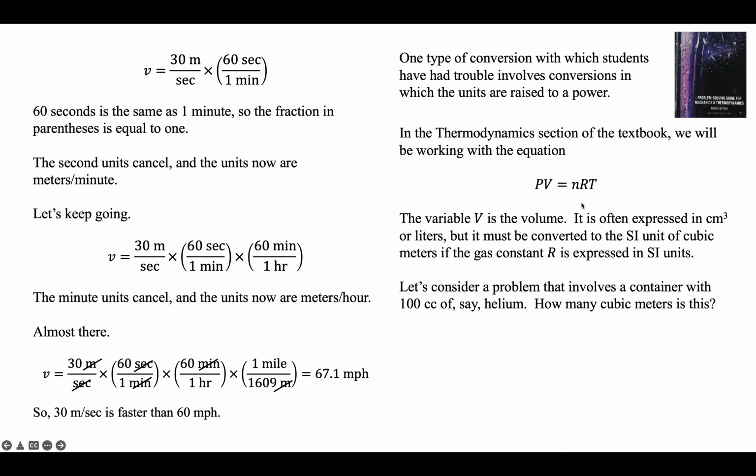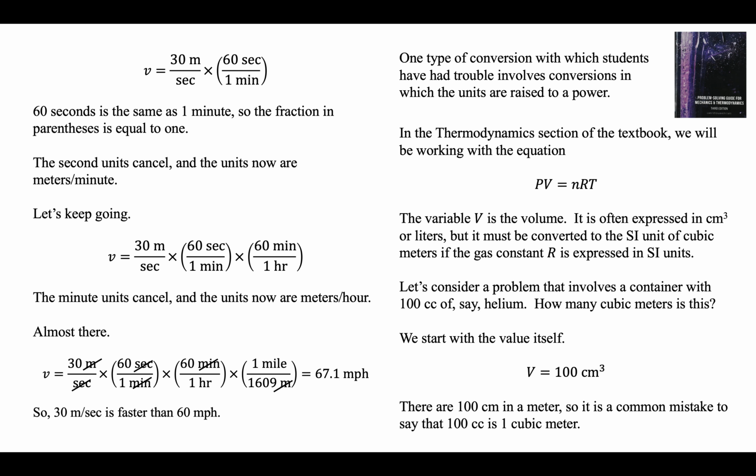So there's a problem. It has a container with 100 cc's of helium. How do we convert that to cubic meters? So we start with the value itself. That's the value: 100 cubic centimeters, 100 cc's. Now, it's a very common mistake to say that 100 cc's is 1 cubic meter because there's 100 centimeters in a meter. It's important for us to understand why this is wrong.